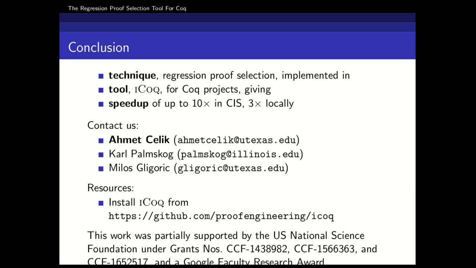The regression proof selection technique is implemented as iCoq, and it has a speedup of 10x, or 3x locally. You can get the tool from our GitHub address.